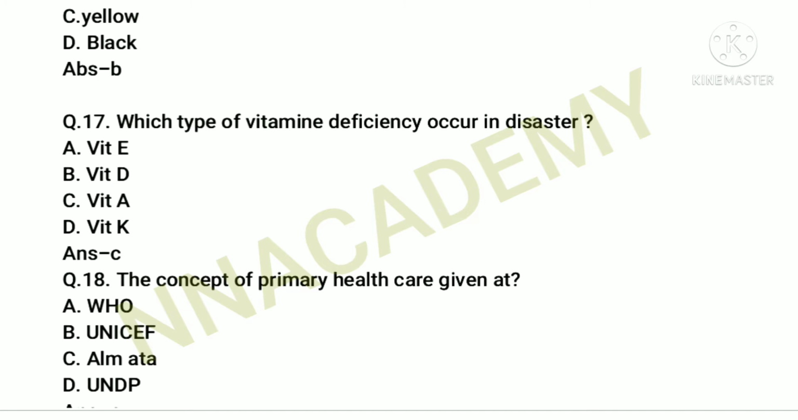And the next question is, which type of vitamin deficiency occurs in disaster? And here the options are option A vitamin E, option B vitamin D, option C vitamin A, and option D vitamin K. The right answer here is vitamin A, the deficiency which occurs during times of disaster.